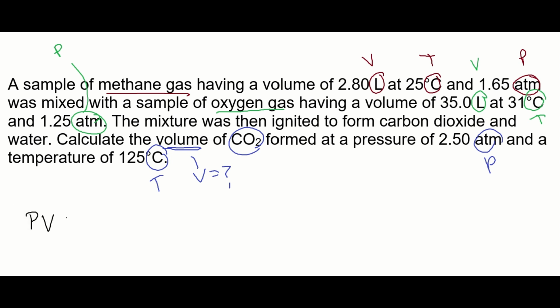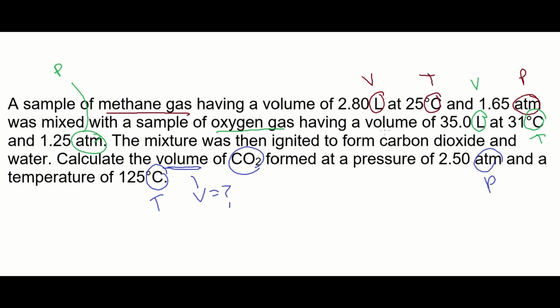So when you look at the ideal gas law, PV equals nRT, it has 4 variables, right? In both the reactants, it gives you 3 of the 4 variables. It gives you the pressure, the volume, and the temperature. We can just use algebra to get the number of moles.